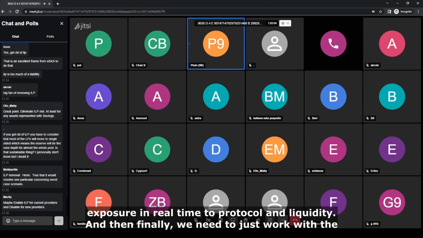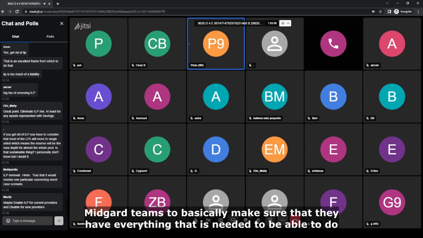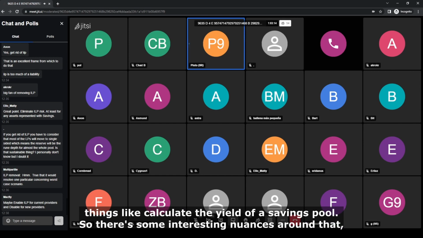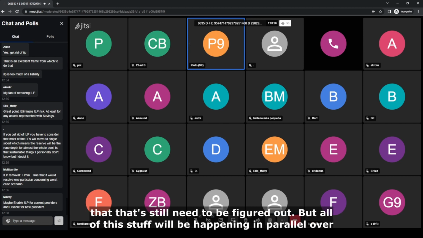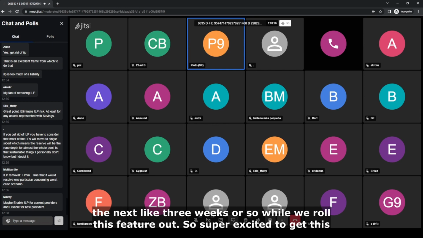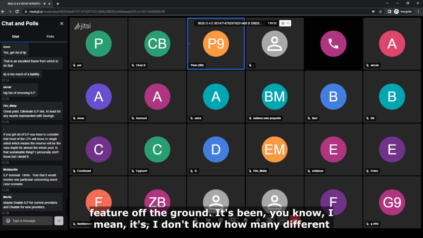And then finally, we need to just work with the Midgard teams to make sure that they have everything that is needed to be able to do things like calculate the yield of a savings pool. So there are some interesting nuances around that still need to be figured out. But all of this will be happening in parallel over the next 2-3 weeks or so while we roll this feature out. So super excited to get this feature off the ground.